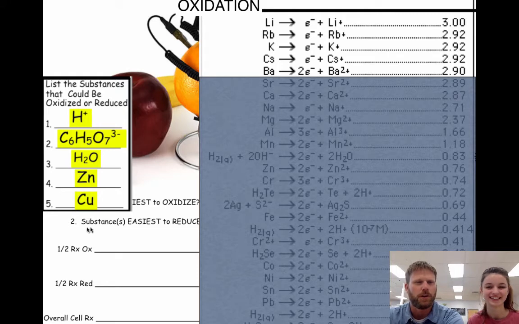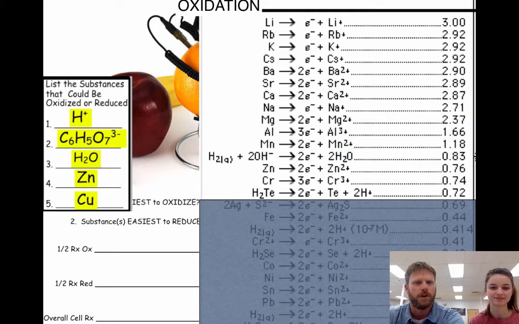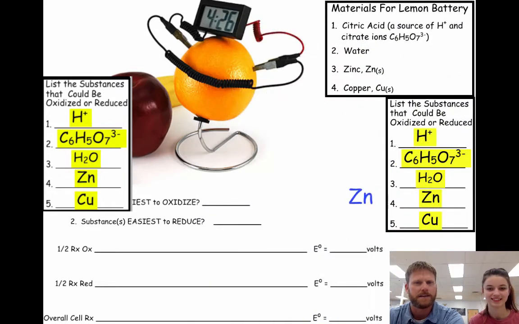So we're looking for zinc or copper, so we're going to scan along, and we don't have to scan too far. See it? There's zinc. There's zinc right there. So zinc is going to be oxidized. And there's the half reaction for that process with the voltage.